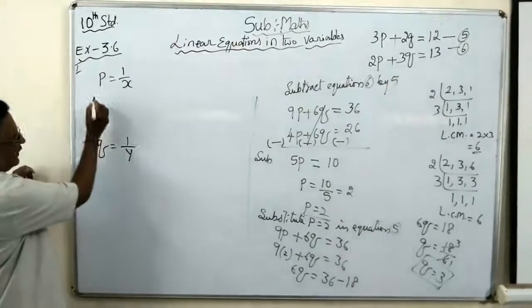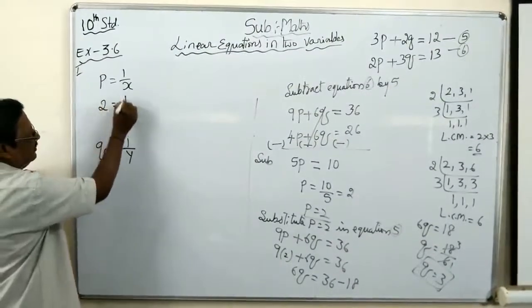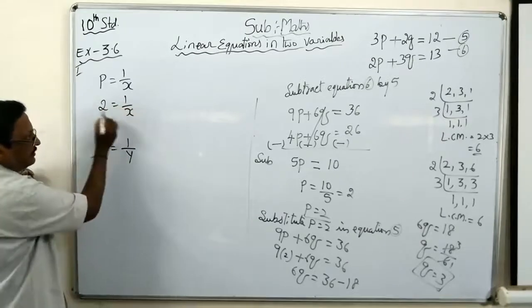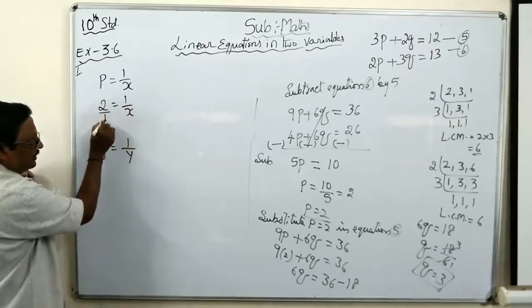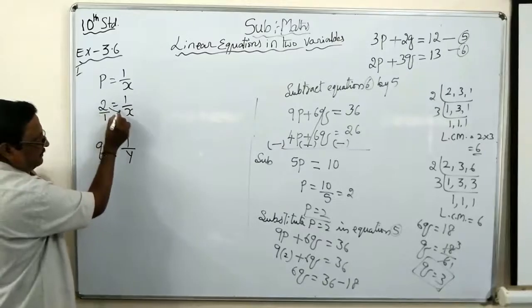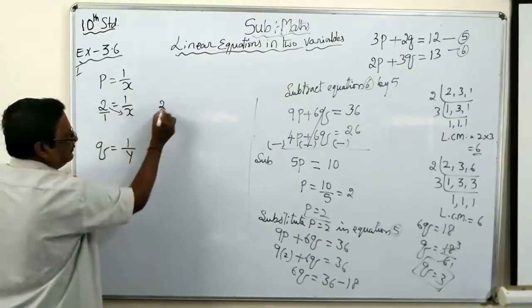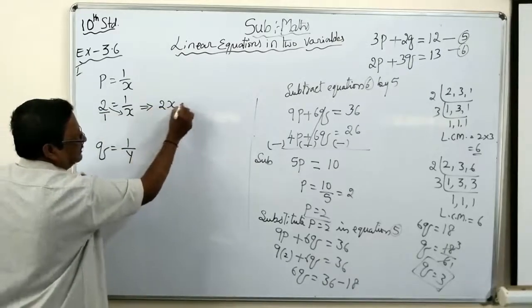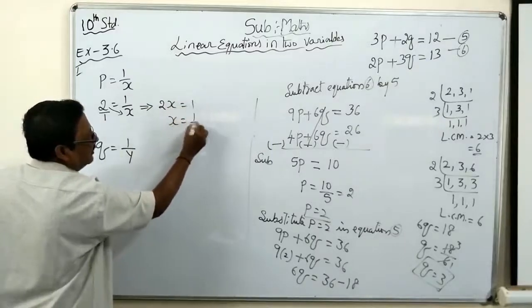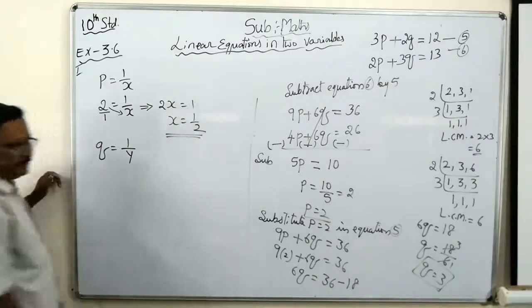Here, what is the value of P? P value is 2. 2 is equal to 1 by x. See, here there is no denominator, so cross multiplication. 2 into x, 2x is equal to 1. X is equal to 1 by 2. This is the value of x.